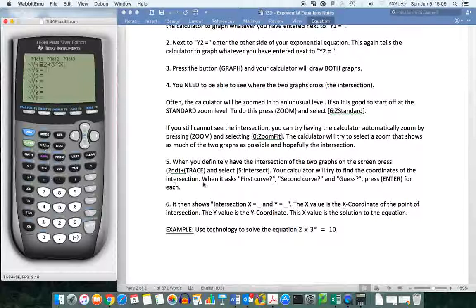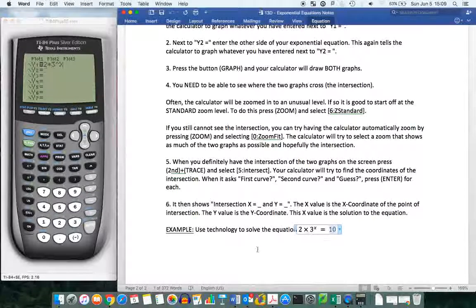So that's my first side, that's my first graph that I'm going to be drawing. It's drawing the left hand side of the equation.